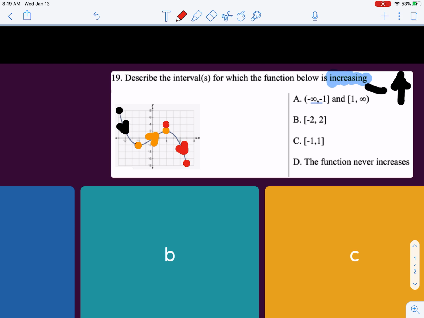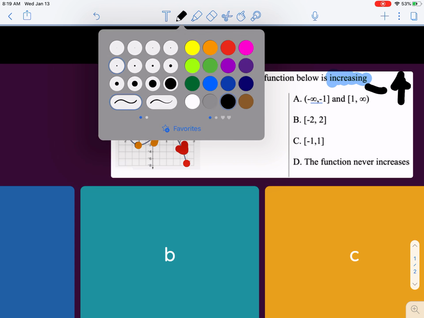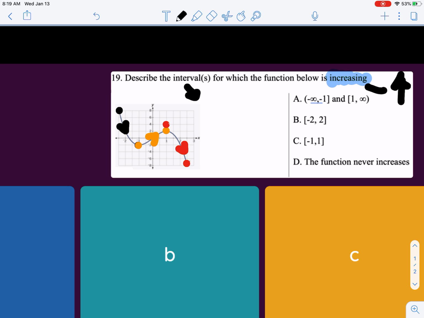All right. So I want the interval. When I see interval, I think of the word span. So what span of the graph goes up? And we will be looking for the x values. So at x equals -1, x equals 1. So from -infinity to 1, and remember again, these are x values.